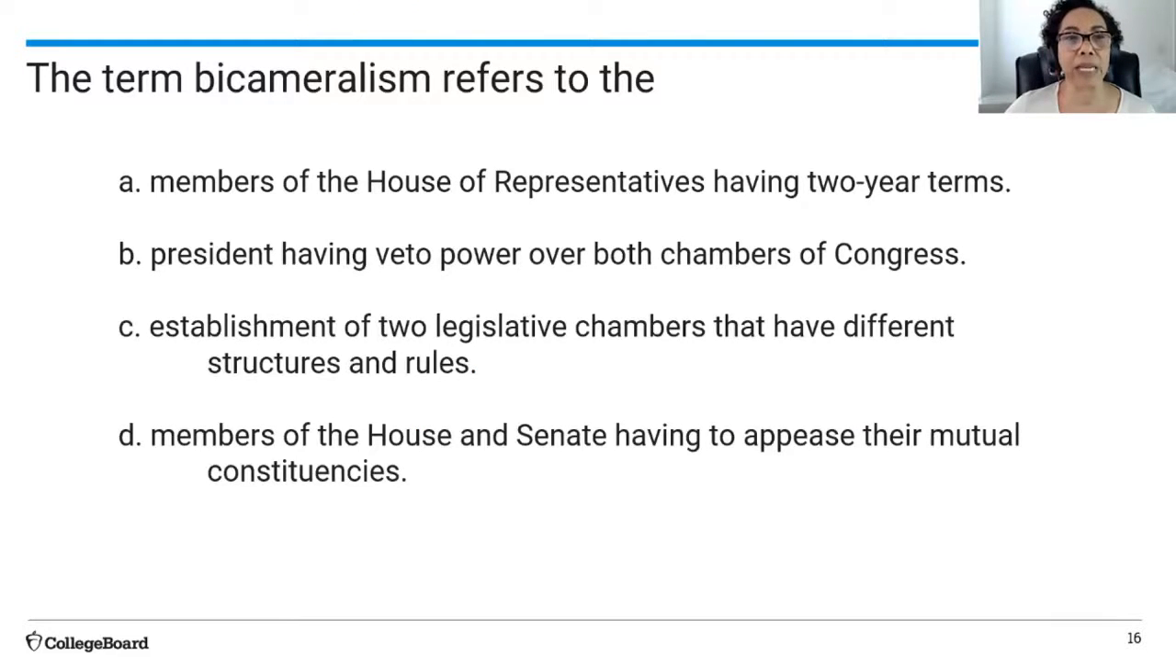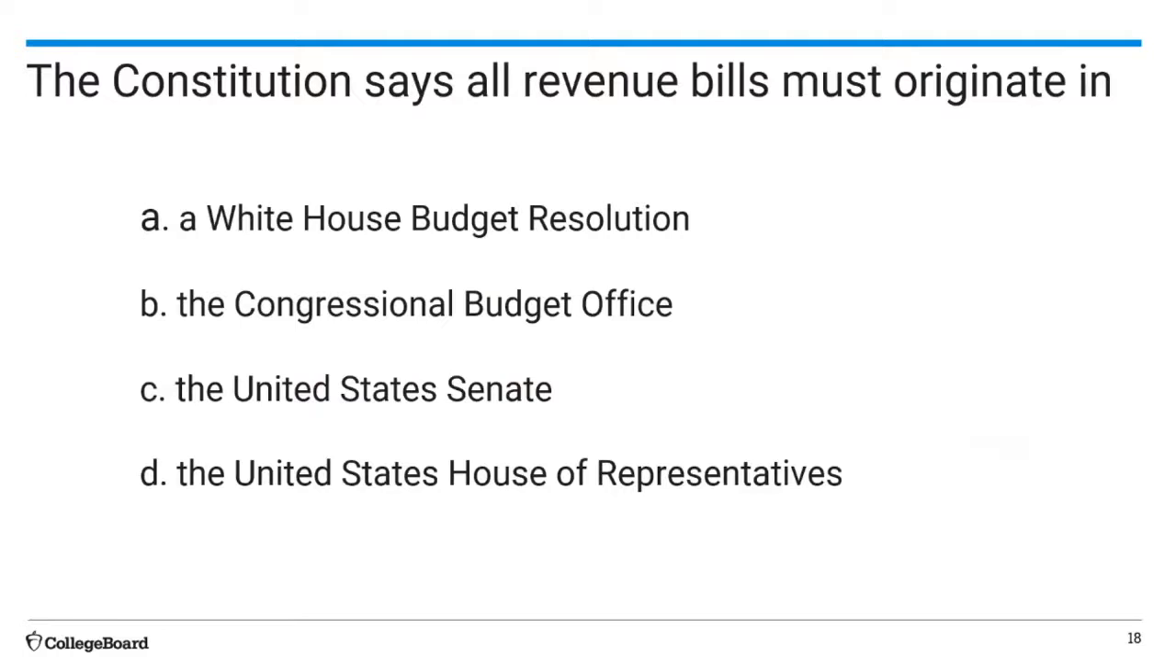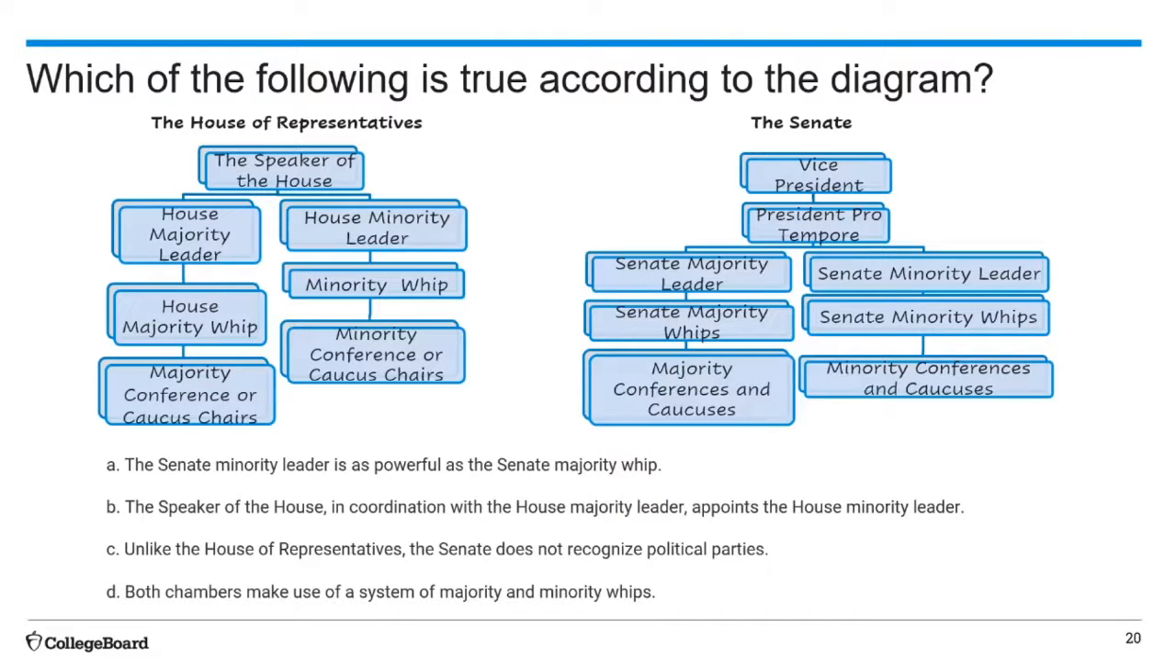The term bicameralism refers to the establishment of two legislative chambers that have different structures and rules. The Constitution says that all revenue bills must originate in, and that is going to be the House of Representatives. We've got that visual that we saw earlier, and then the question is, which of the following is true according to the diagram? And I'm just going to go ahead and give you this one. Both chambers make use of a system of majority and minority whips. So you'll come back and read those other choices, and you'll know why those are incorrect.